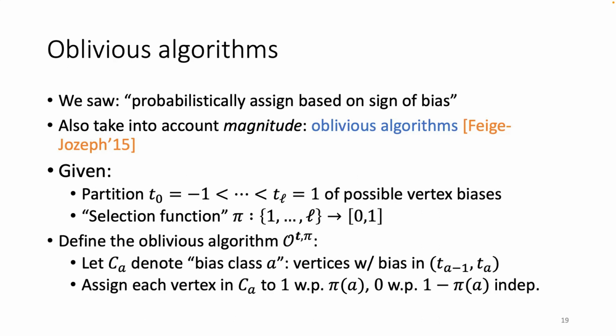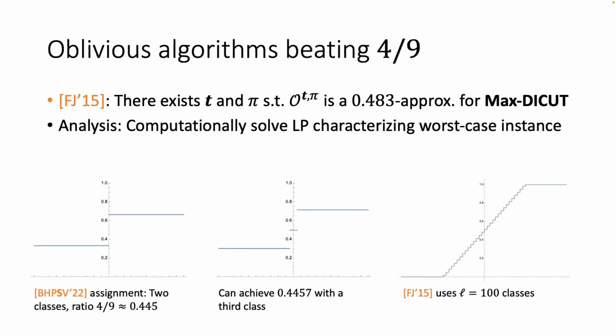Given this data, I can define a so-called oblivious algorithm. It's oblivious because it ignores everything about each vertex aside from its bias. I look at all the vertices which are in what I'll call bias class A, which is just some interval in this partition. Then I assign vertices to 1 with some probability, the same for all the vertices in that class, and 0 with the remaining probability. So you can think of the 4/9 approximation that I talked about before as one of these algorithms with only 2 classes, because it only cares about whether the sign of the bias is positive or negative.